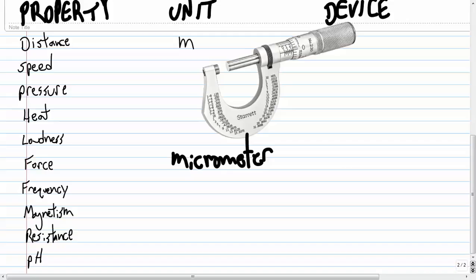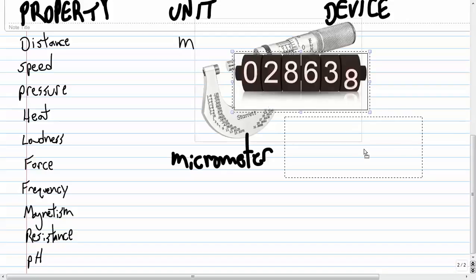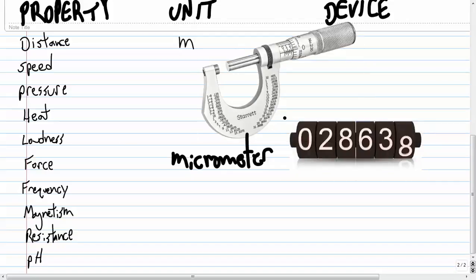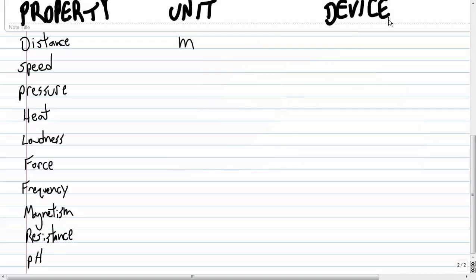Another device that measures distance. In your car, there's something called an odometer. And this tells you how many miles your car has driven. A lot of them are electronic these days, but you've seen this kind of thing before on the display of your car.